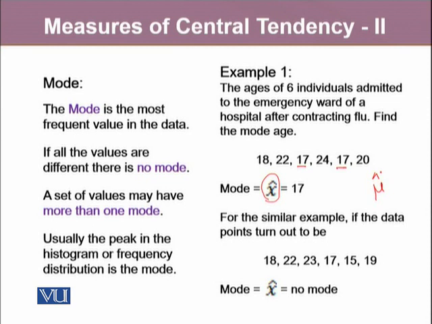For a similar example, if the data points turn out to be 18, 22, 23, 17, 15, and 19, in this data set, we can observe that there is no repetition in the values. All the observations occur just once. Hence, we'll declare that there is no mode. It's wrong terminology to say that the mode is 0, because 0 is a legitimate value in the data. So please avoid saying that mode is 0 in that situation. The right answer is no mode.